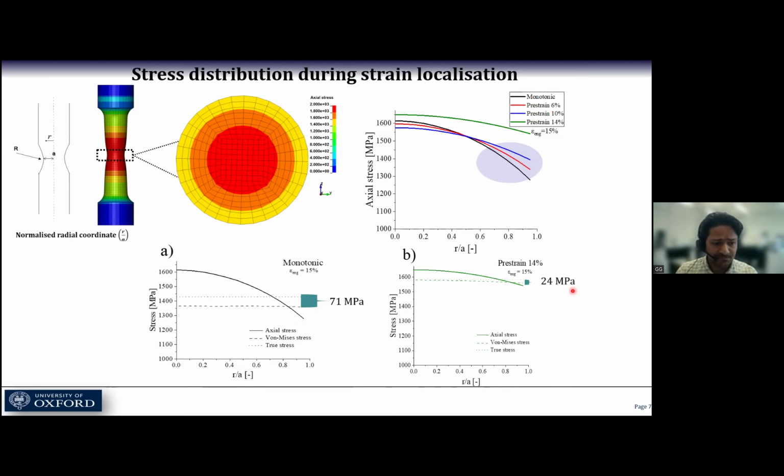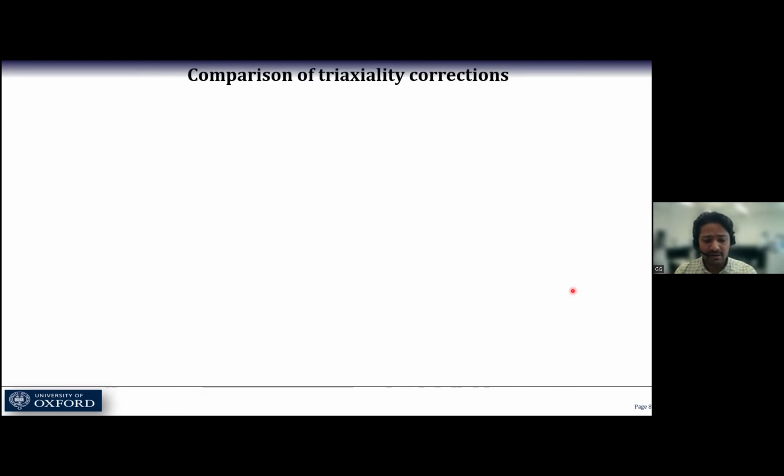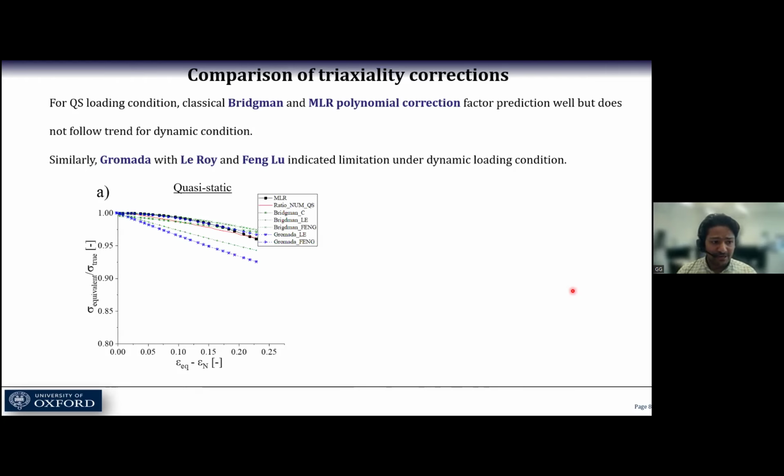This gives us great confidence that adiabatic heating is playing a huge role in defining the stress states in the material. So my task was then to compare with other triaxiality corrections, which can be used to correct these true stresses for equivalent stresses. For that, I compared the Bridgman correction, which is based on volume conservation in the plastic regime and requires the current radius and the necking curvature profile. I also used the MLR third-order polynomial, which is developed based on the true necking strain and the true current equivalent strain. I also used the Gromada, which is a semi-analytical formulation, to predict these corrections.